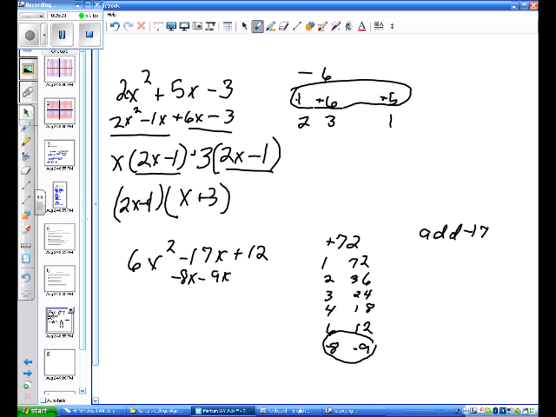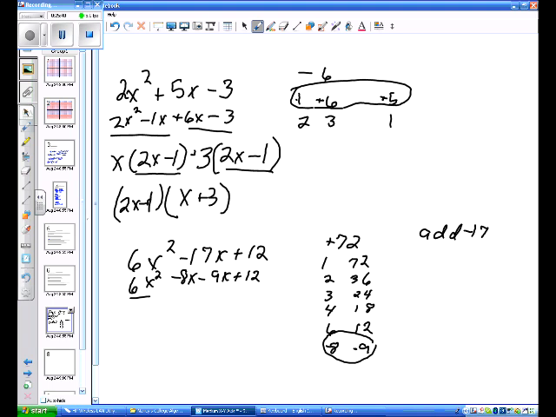Now, it doesn't really matter here. You could have put the negative 9x, then the negative 8x, and you'll get the same answer. So don't worry about which order you write them down in. What's important is you get the right sign with each term. Then we write down our first term and our last term.